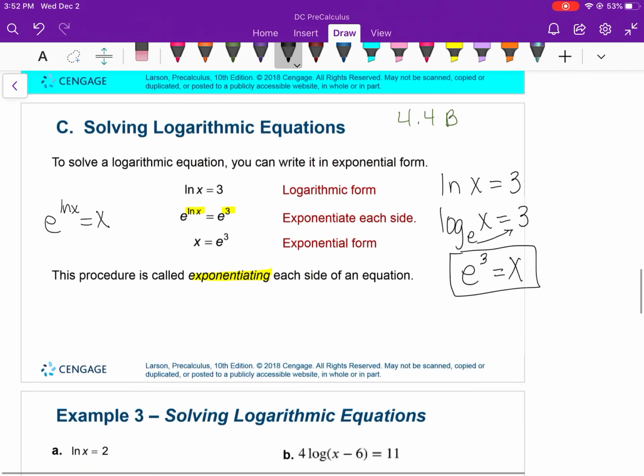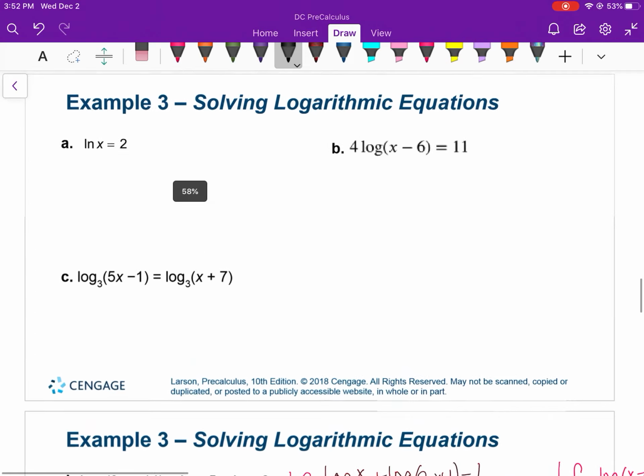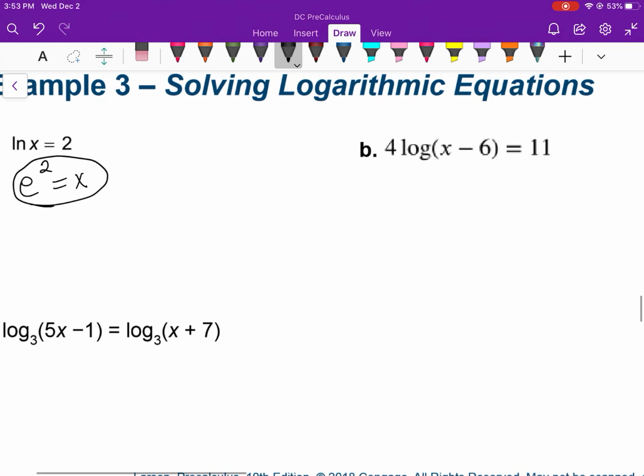Today we practice just writing our answers without a calculator. That way you're more prepared for the semester final. Okay, so on part A, I know that a natural log has a base of e. I know my exponent is 2, and it will equal x. So that one's done.